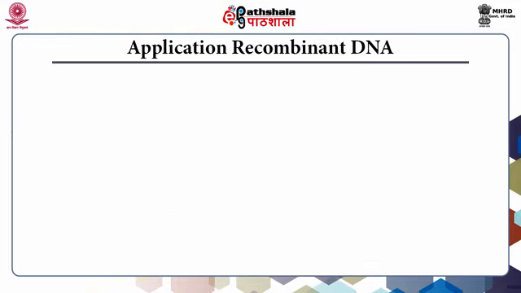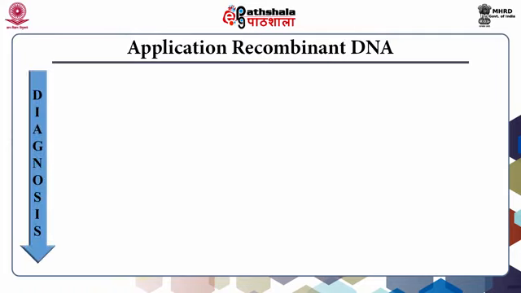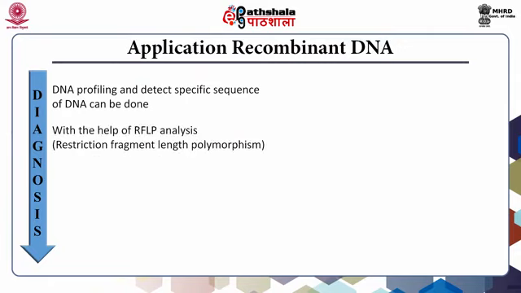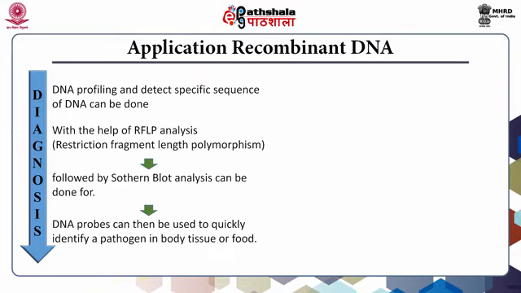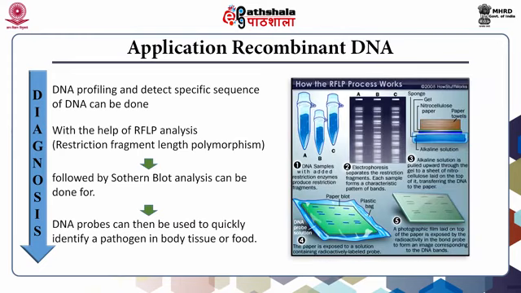From this slide onwards, we will look at some of the important applications of recombinant DNA technology. The first application is in the field of diagnosis. DNA profiling and detecting specific sequences of DNA can be done with the help of recombinant DNA technology. With the help of RFLP, restriction fragment length polymorphism analysis, followed by Southern blot analysis, DNA probes can be formed, which can then be used to quickly identify a pathogen in body tissue or food. The figure alongside shows how the RFLP process works.